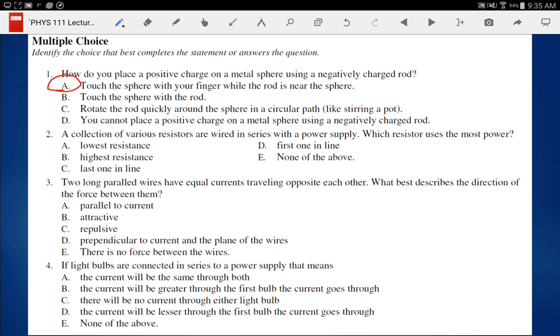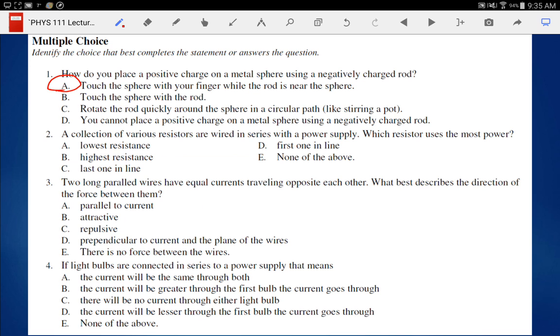Anyway, this was charging by induction, where you bring the charged object close and then you ground it, touching the finger is grounding. And what grounding does is it allows charge to move on or off as desired. So if I bring a negative rod close by and I touch it, the negative rod is going to push electrons away. And so the electrons are going to go onto my hand because it's a convenient place for them to go. Then I take my hand off and my metal is missing electrons, which gives it a positive charge.